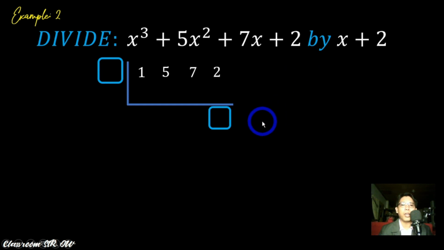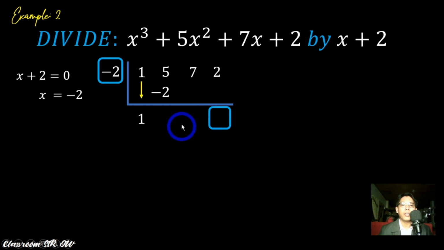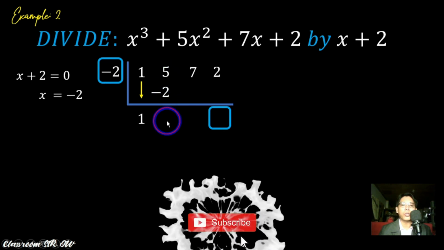And after that, we will identify the divisor by equating x plus 2 to 0. So our x is equal to negative 2. So therefore, our divisor is also negative 2. So after that, we will bring down 1 first. And what we are going to do is we will multiply negative 2 and 1. Negative 2 times 1 is negative 2, and we will place negative 2 below 5. And after that, we will add 5 and negative 2, but since they are unlike signs, we will subtract them. 5 minus 2 is 3.